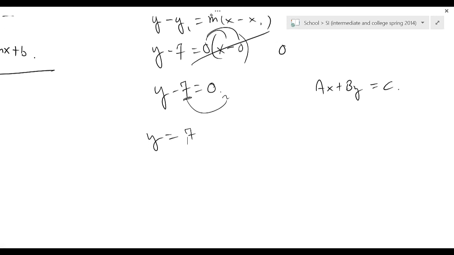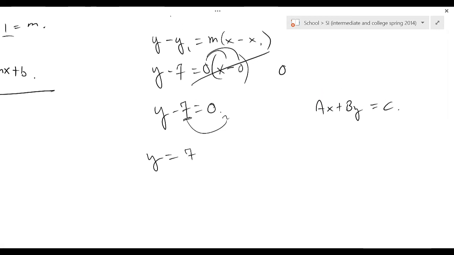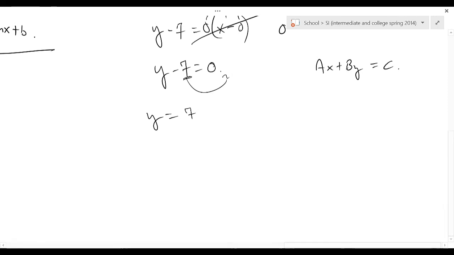Now the only thing left to do is to write in our ax. Well, if there's no x value, what is x being multiplied by? X is being multiplied by 0. So we've got 0x plus 1y equals 7. And we're done. That's in standard form. There's no fractions, this x is not negative, and they don't have a common factor between them.